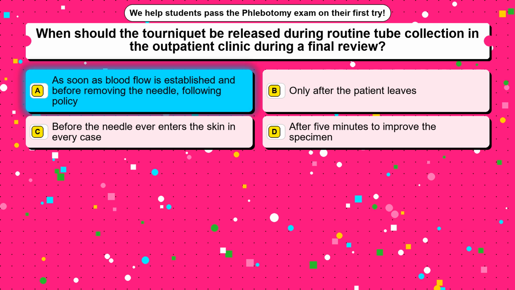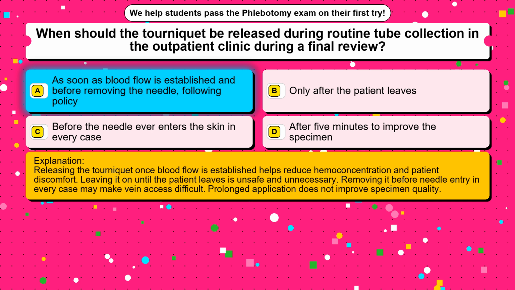The correct answer is option A. As soon as blood flow is established and before removing the needle, following policy. Releasing the tourniquet once blood flow is established helps reduce hemoconcentration and patient discomfort. Leaving it on until the patient leaves is unsafe and unnecessary. Removing it before needle entry in every case may make vein access difficult. Prolonged application does not improve specimen quality.